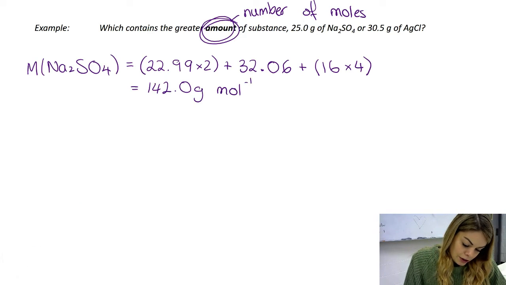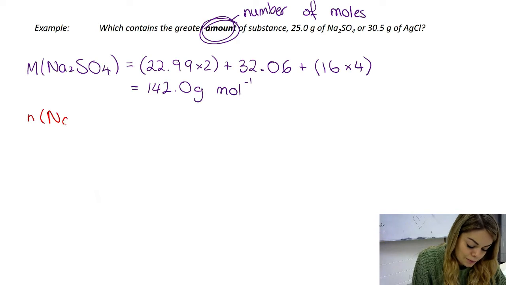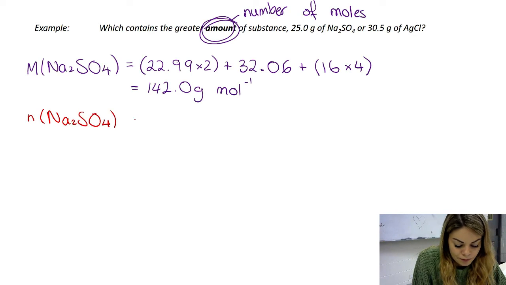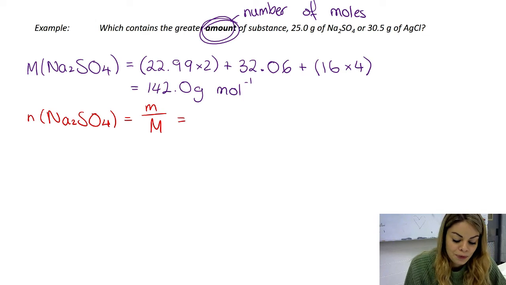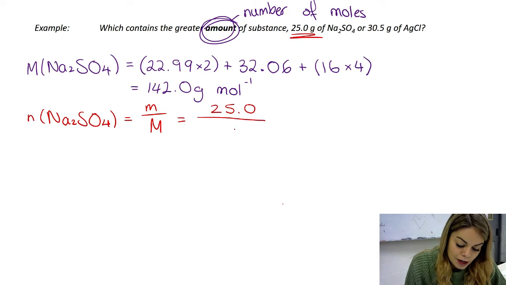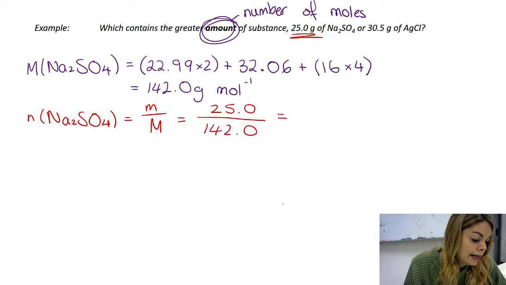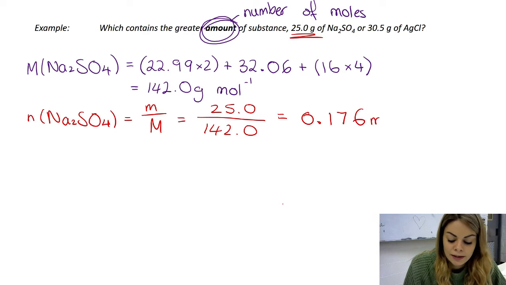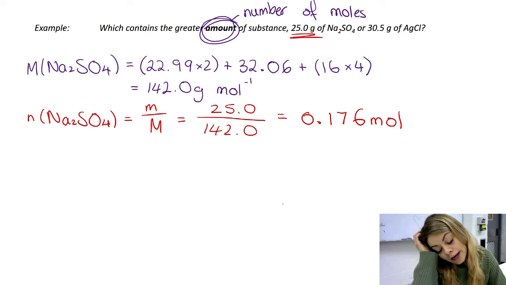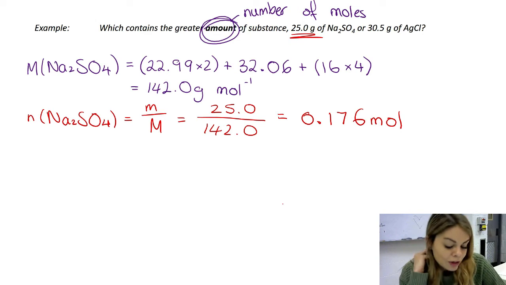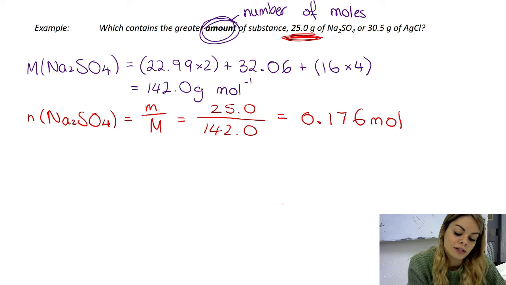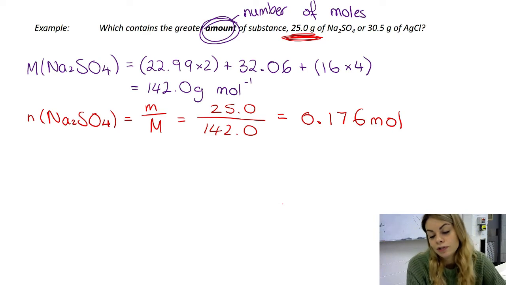All right, so how many moles of sodium sulfate do I have? I've got the mass divided by the molar mass as the formula. So the mass is 25 grams divided by the molar mass, 142.0. And I get an answer of 0.176 moles. And I'm going to give my answer to 3 significant figures because I only have the mass to 3 significant figures, so it would be unreliable to give it any more significant figures than that.